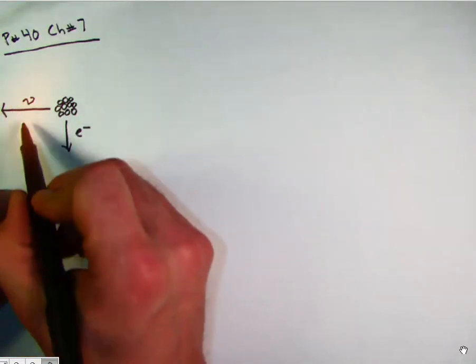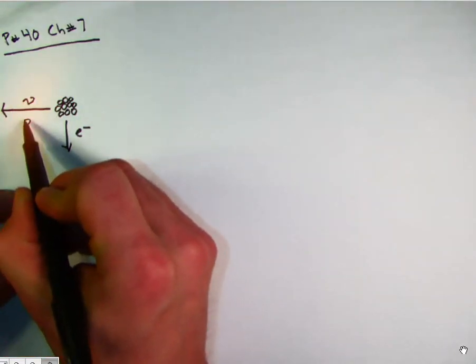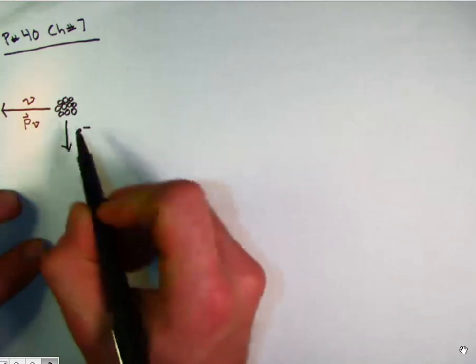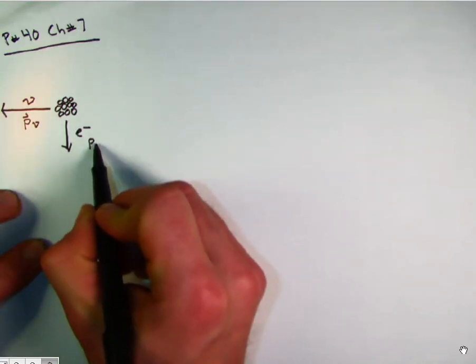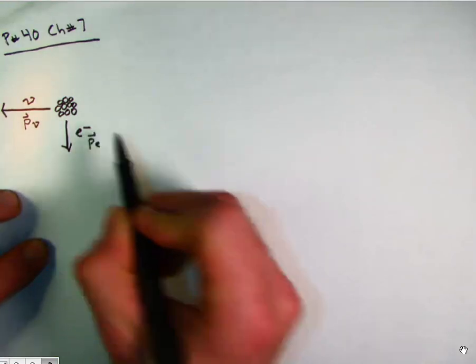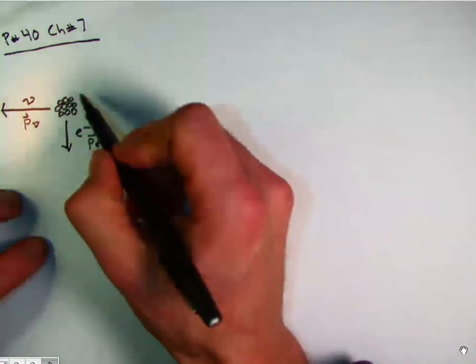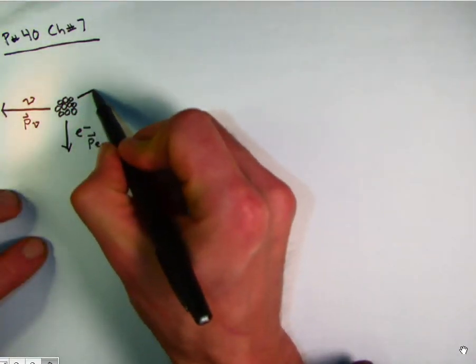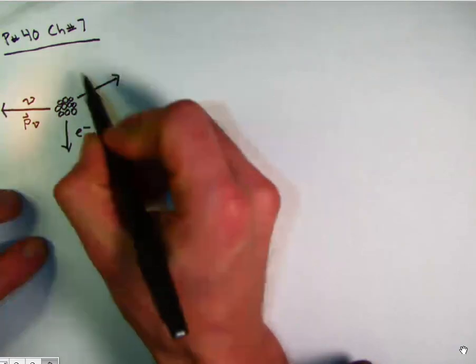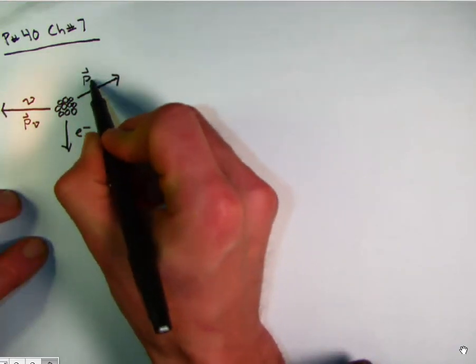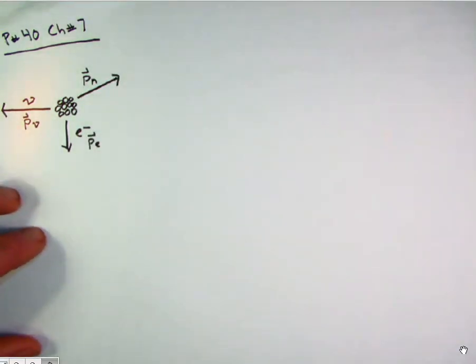So what I'm drawing in here is a momentum vector. This is the momentum of the neutrino, and this would be the momentum of the electron. And then, of course, since momentum is conserved, the nucleus recoils in this direction. So this would be the momentum of the nucleus.